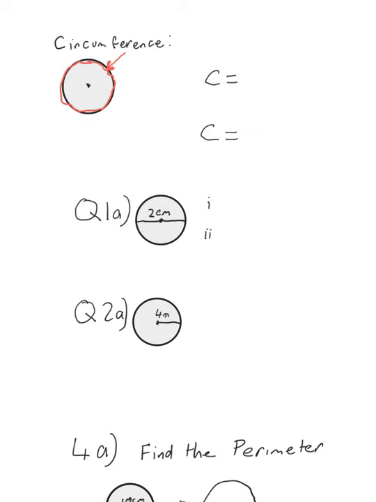Two other measurements we need to remember: this measurement that goes straight through from one side to the other, passing through the centre, is called the diameter. We often use a capital D. And another useful measurement is the distance from the centre to the outside, called the radius, and we often use a little r.